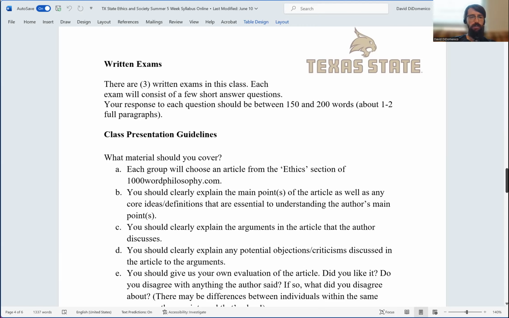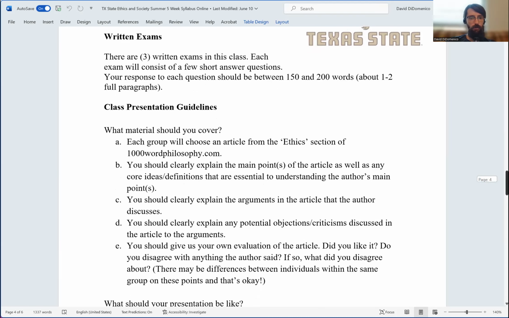All right, so in terms of the written exams, each one you'll take on Canvas. It's going to be just a few short answer questions that you type out, and then I'll give you your grade back within like a week, maybe a few days. And so those are pretty straightforward.